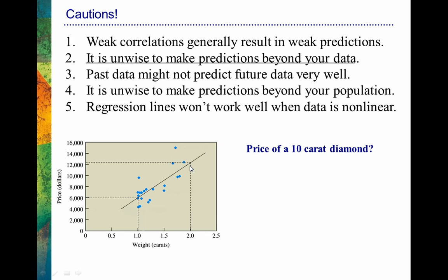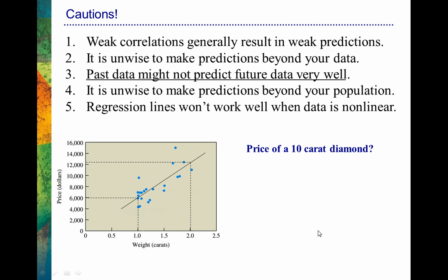My point is simply this. If the only data we have is regarding these types of diamonds that weigh these weights, we wouldn't expect that our predictions are going to be very accurate when we extend way beyond that data. Okay, so just keep that in mind. Past data might not predict future data very well.